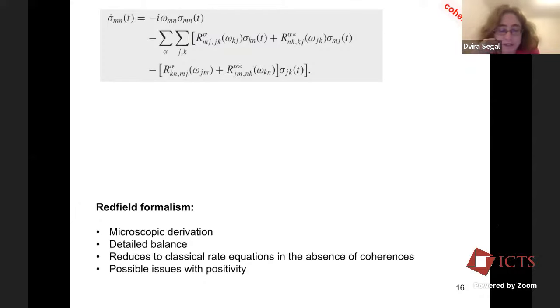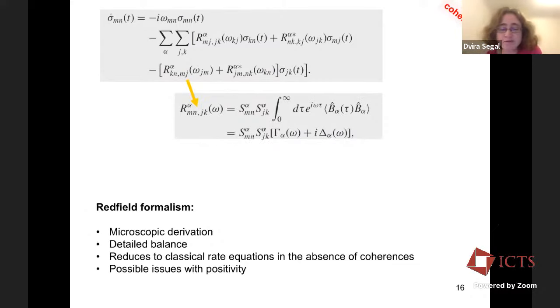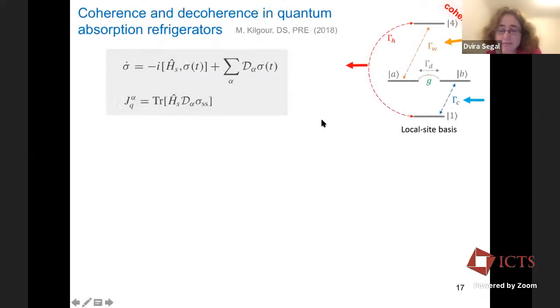There could be an issue with positivity, but typically not in the steady state limit, so that's not something that we're concerned with. And for people who are familiar with the Lindblad equation, it's really the friend of the Lindblad equation, but with a microscopic derivation. By microscopic, I mean that you put down the Hamiltonian, you have to decide on the system-bath interactions, you have to decide on the nature of your system, and you write it down and you get all those rates. Yeah, we'll skip those details.